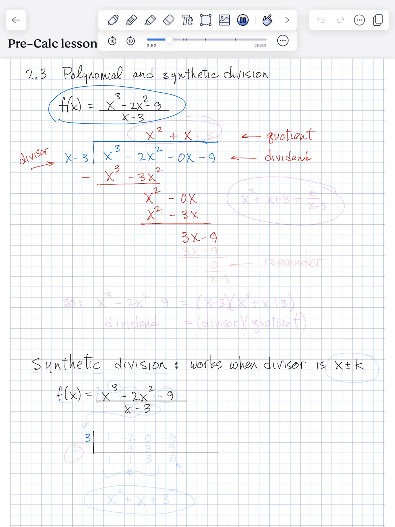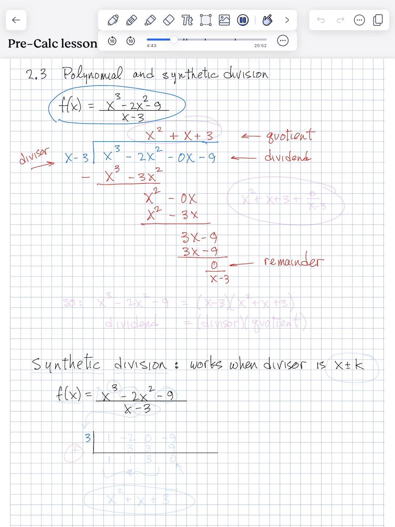Now, what times x is going to give us 3x? Well, it's a plus 3. 3 times x is 3x. 3 times a negative 3 is negative 9. And this works out where we have a remainder of 0. This is our remainder. If the remainder was something other than 0, you would just put in the remainder, whatever number it is, divided by our divisor, x minus 3. We don't have to do it because the remainder happens to be 0.